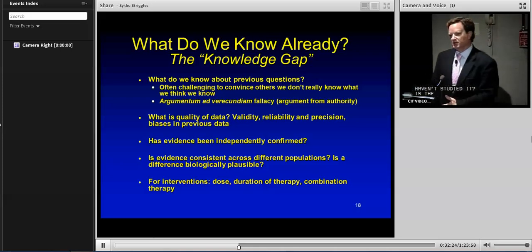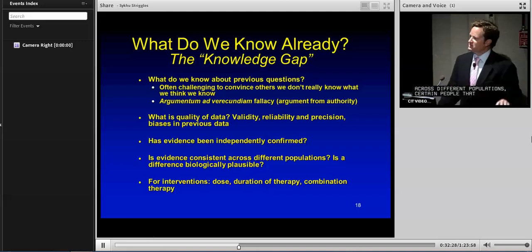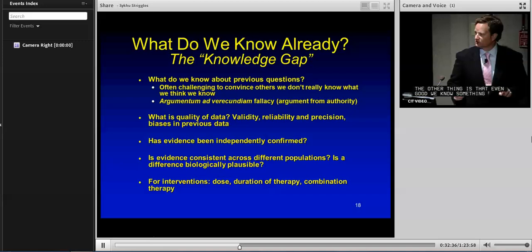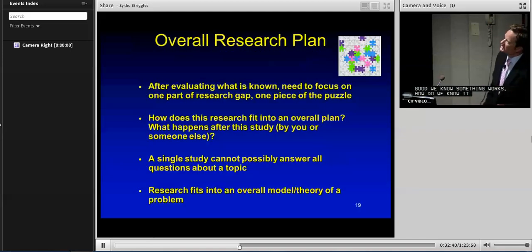Is the evidence consistent across different populations? Are there certain people who react differently to the intervention? And is that difference even biologically plausible? And then the other thing is that even if we know something, quote unquote, works, how do we know it works optimally in terms of dose, duration, combined with other interventions, etc.?